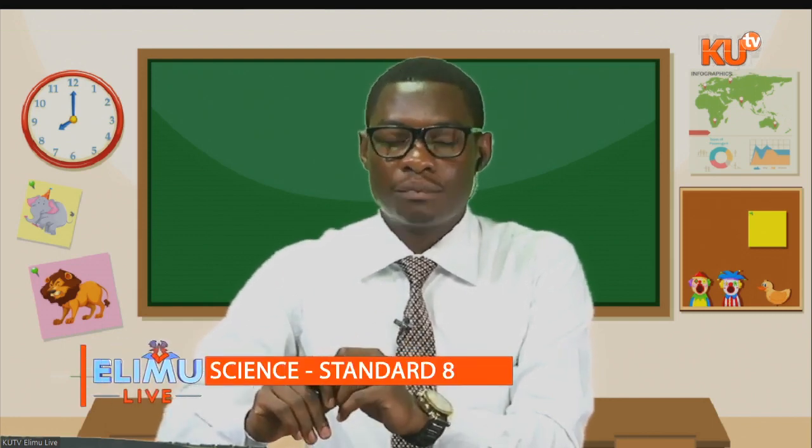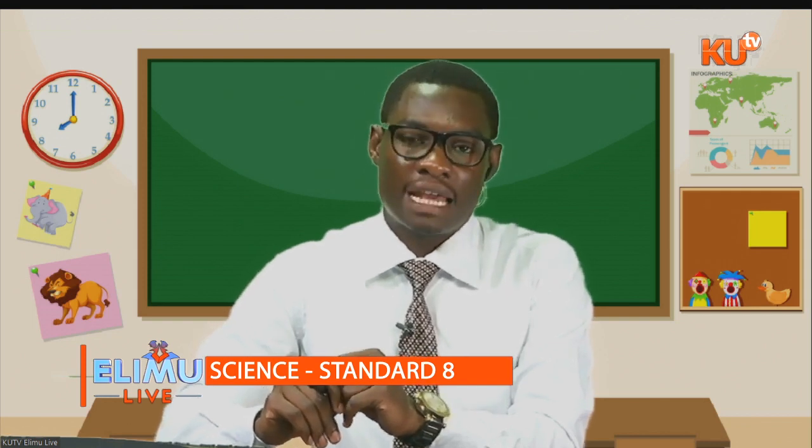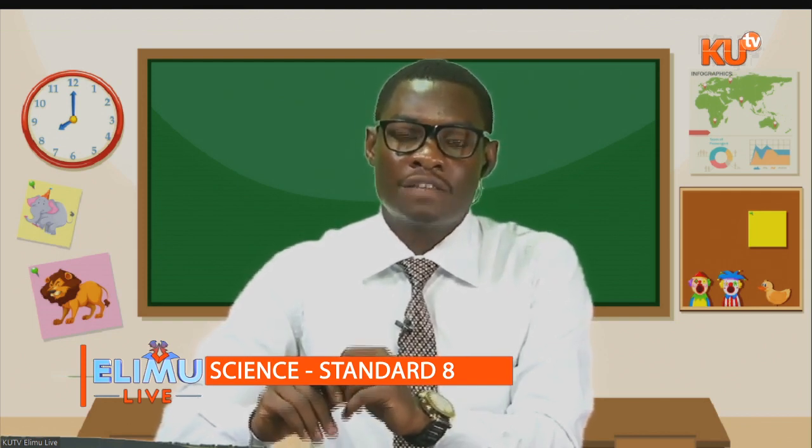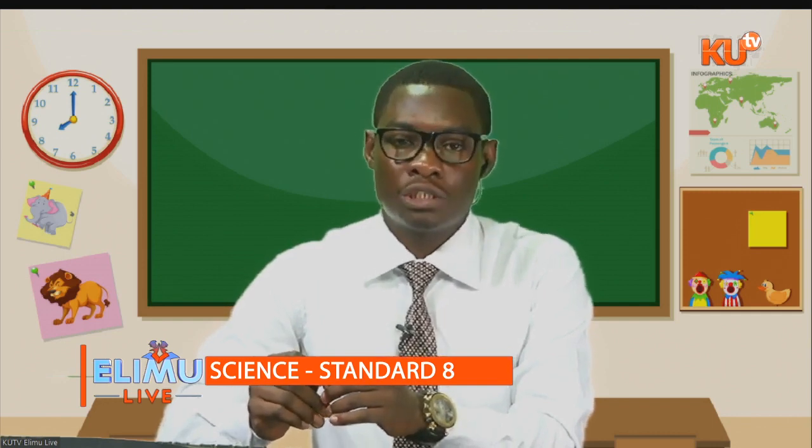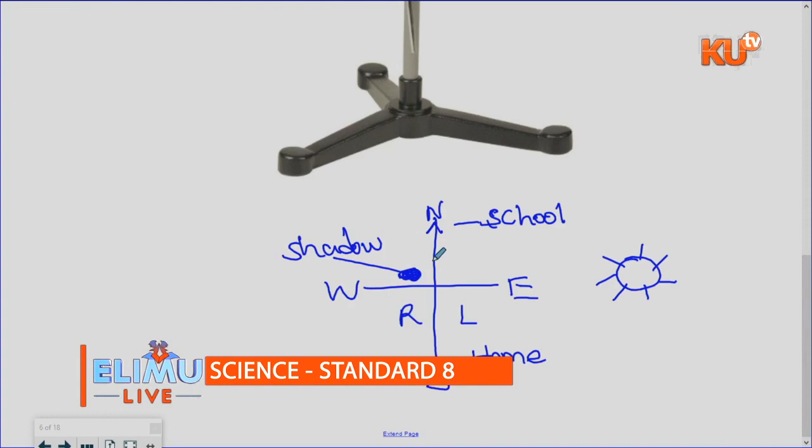A windsock is mostly found in airports and airstrips, which gives the pilot the direction that he or she is likely to use during landing.